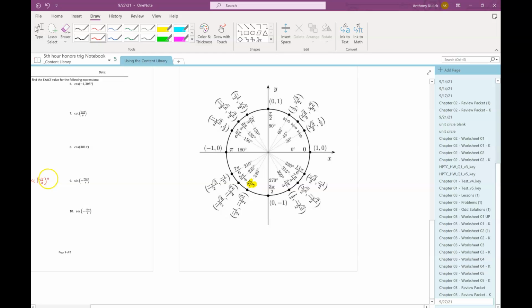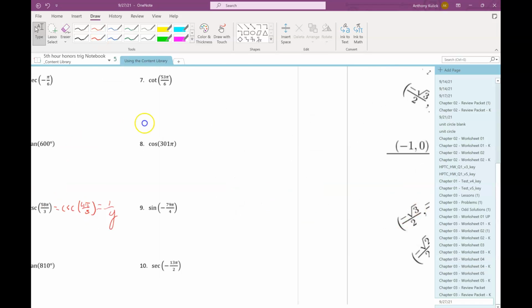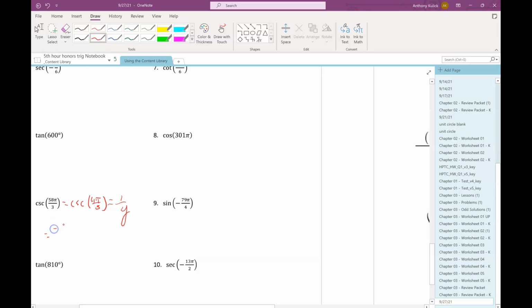Cosecant, I remember, is the reciprocal of sine. So that's going to be 1 over y. So the y coordinate here is negative root 3 over 2. So 1 over y is going to be the reciprocal of that. So it's going to be negative 2 over root 3. And then if I rationalize my denominator by multiplying top and bottom by root 3, I end up with negative 2 root 3 over 3.